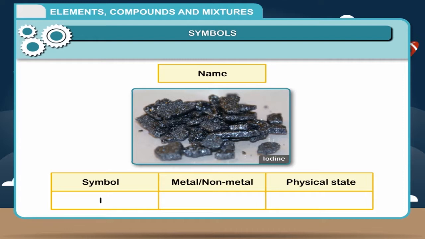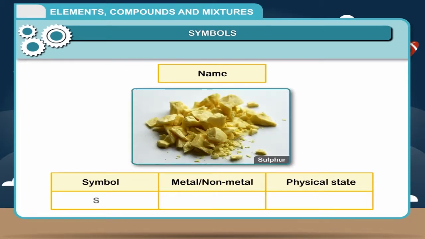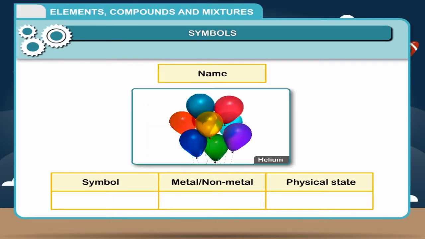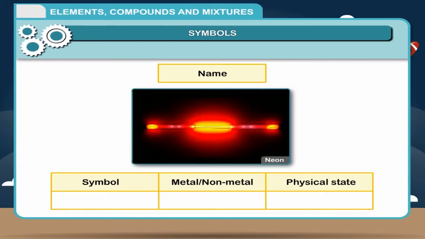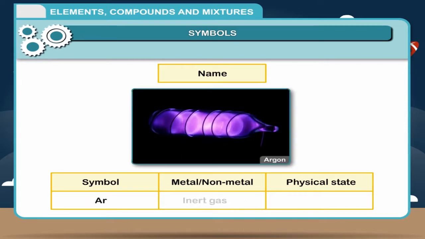Iodine, I: non-metal, solid. Carbon, C: non-metal, solid. Sulfur, S: non-metal, solid. Phosphorus, P: non-metal, solid. Helium, He: inert gas, gas. Neon, Ne: inert gas, gas. Argon, Ar: inert gas, gas.